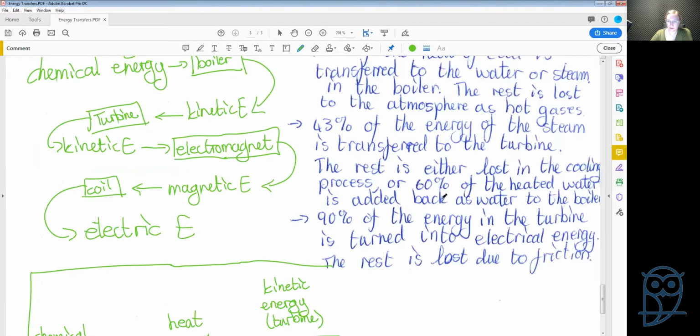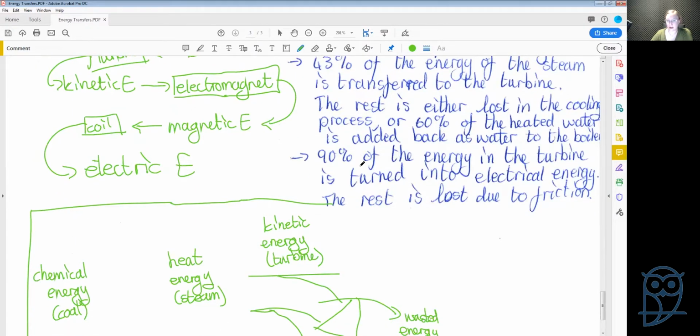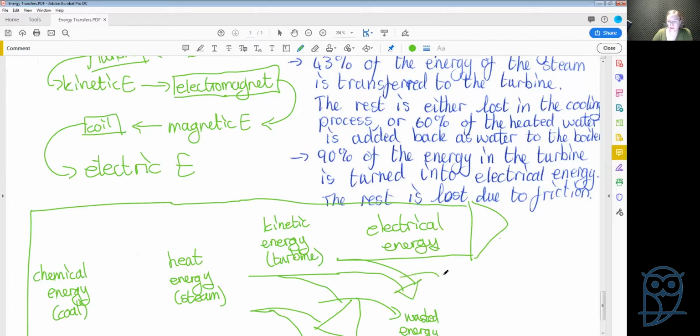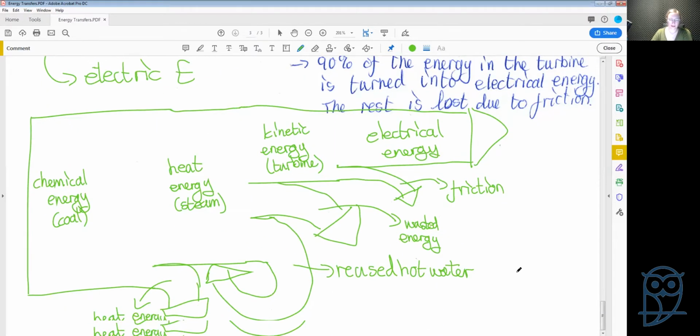So that was just at the turbine. So now the energy from the turbine, 90% of it gets turned into electrical energy and the rest is lost due to friction. So here we've got 90% of it, which is about that much. This is our actual output that we want. So we've got electrical energy. And here we've got this bit that gets lost, and this is due to friction. So this is a rather complicated Sankey diagram.